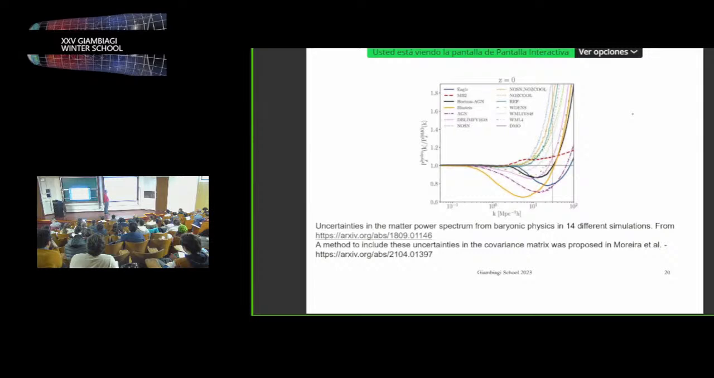Usually what we do in DES is take just one of them. Which one? We don't know. We took the OWL simulation. Where's the OWL? Do you see the OWL? It's not here, maybe. So we took another simulation as a reference, and then we see up to what point we can reproduce the power spectrum with our theoretical modeling, and then we decide whether or not to take that into account.